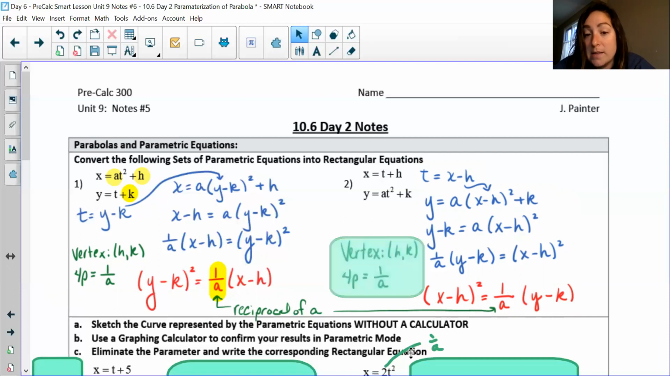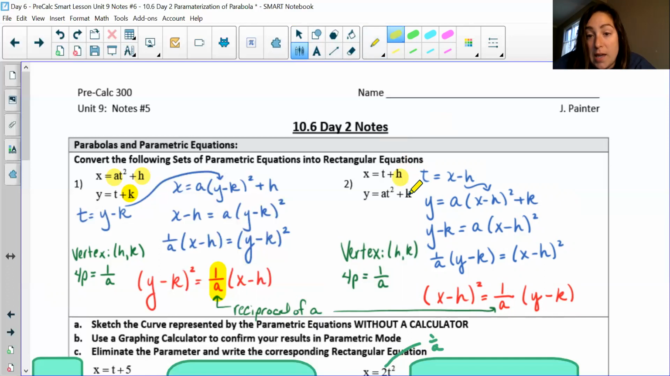So again, we get our vertex is h, k. h comes with the x, the constant of our x equation. The k comes from the constant from our y equation. And we get 4p is the reciprocal of a. All right, so now let's put that all together.